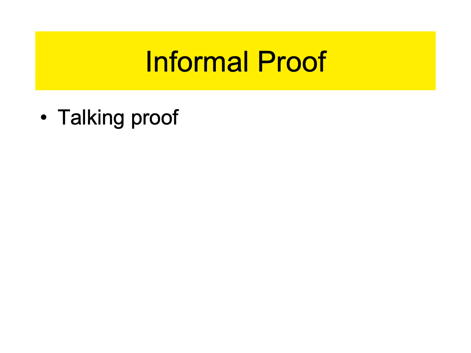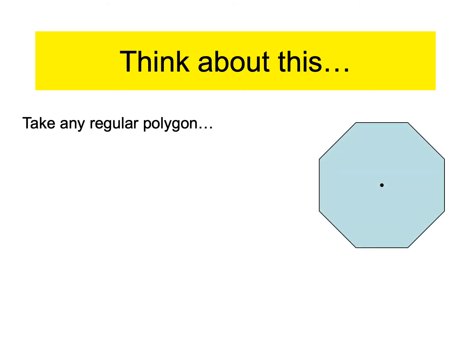It's still a rigorous proof. We just call it informal because we don't follow, I don't know, a set standard. We don't put things in a specific place. We just simply talk about it. All right, so here we go. I'm going to prove something to you. Think about this. If I take any regular polygon, I'm going to take an octagon. And remember, a regular polygon means that all the sides are the same.